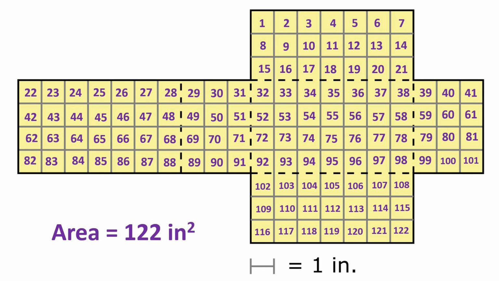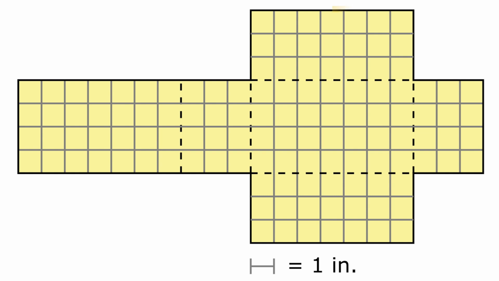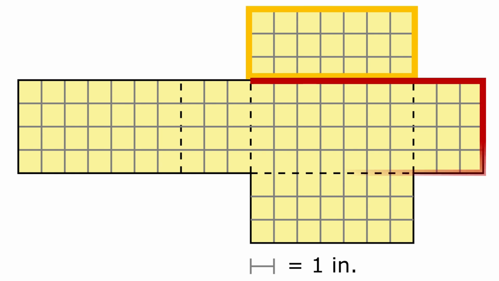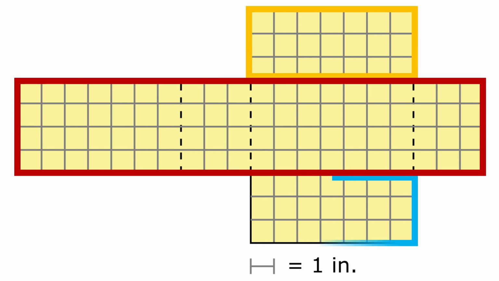So another way to solve this problem is by doing multiplication and addition. Here's our strategy. To begin with, we'll break this single large area into 3 rectangles. Next, we'll calculate the area of each rectangle. Finally, we'll add the areas of the rectangles together, which will give us the total area.